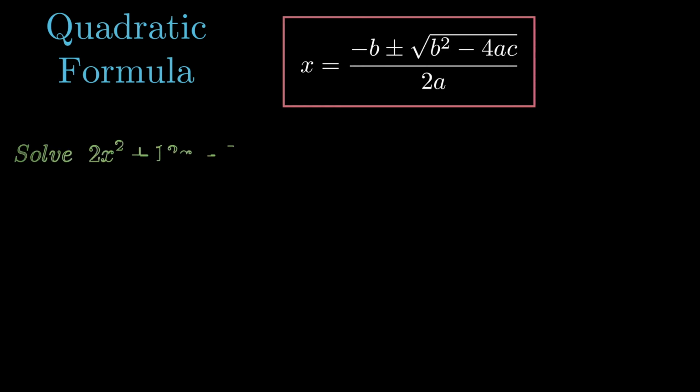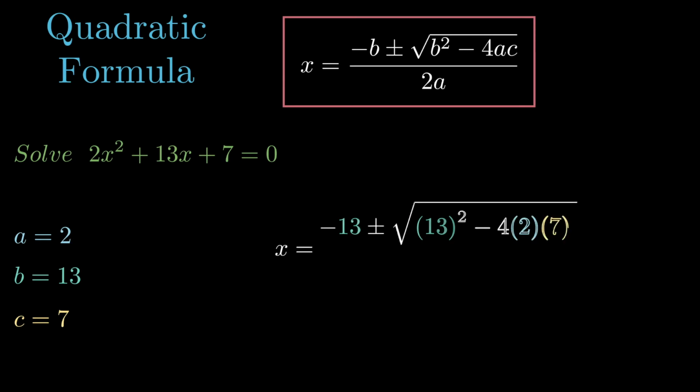So in this example, the question is solve 2x squared plus 13x plus 7 is equal to 0. A is equal to 2, b is equal to 13, and c is equal to 7. It's the same procedure. We plug these values into the formula. So we have x is equal to minus b, so minus 13, plus or minus square root of 13 squared minus 4 times 2 times 7 divided by 2a. So divided by 2 times 2.